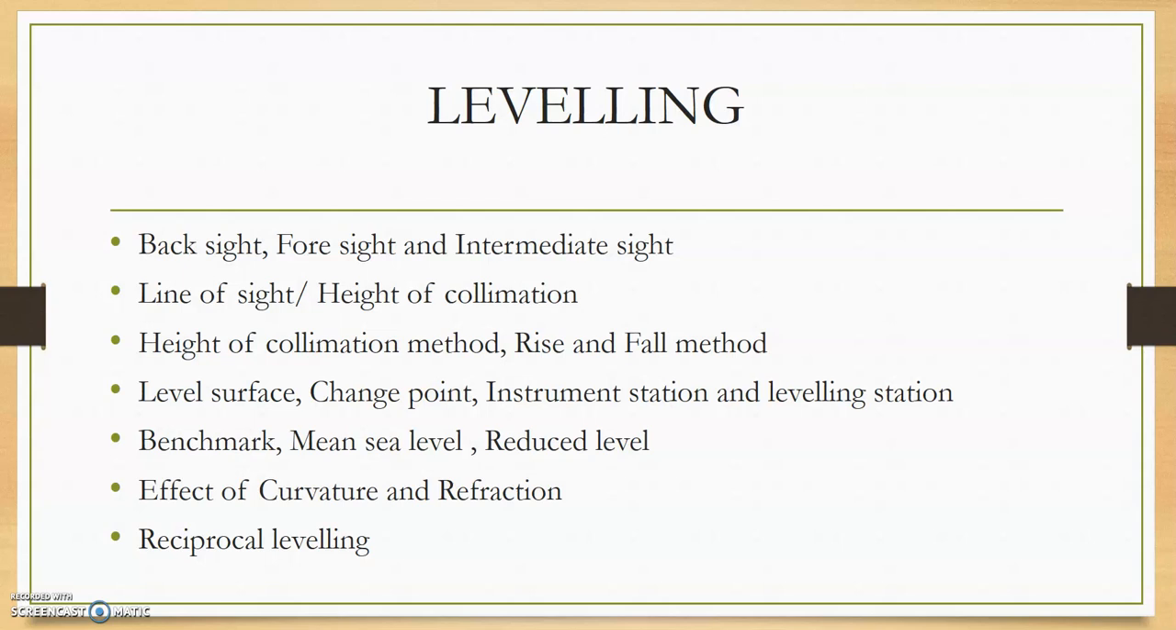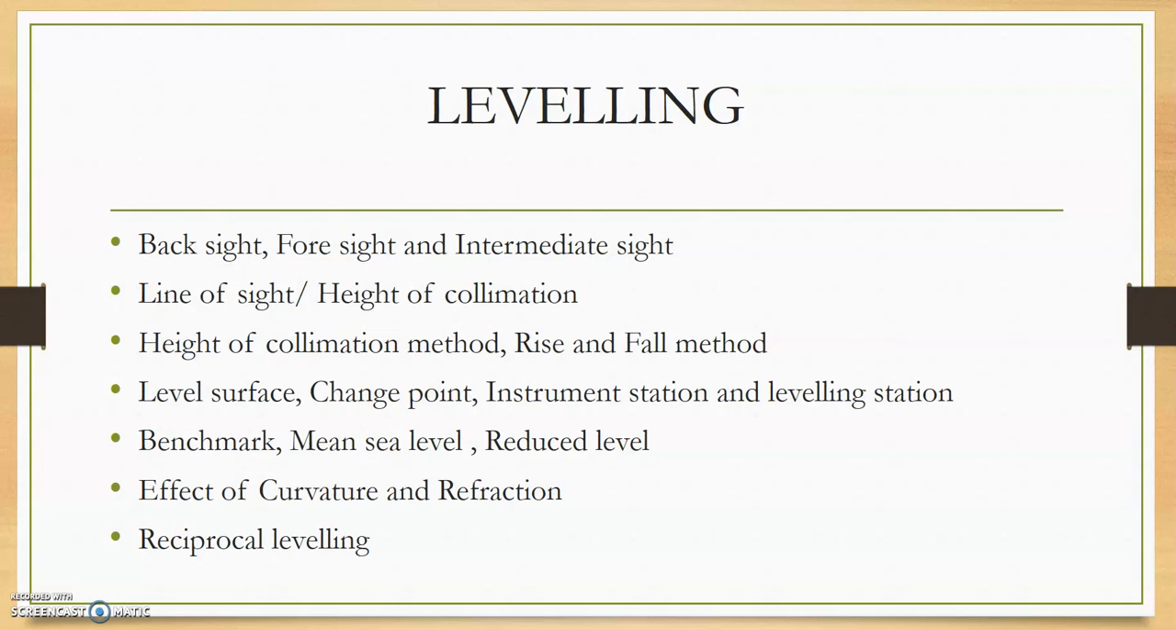So we are assuming that our line of sight is perfectly horizontal, but it is not perfectly horizontal. It will bend down. Hence the error is negative. The obtained reading is lower than the actual reading, hence the error is negative, and the correction is positive.